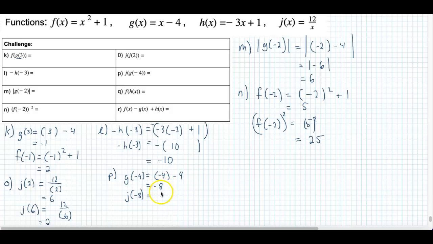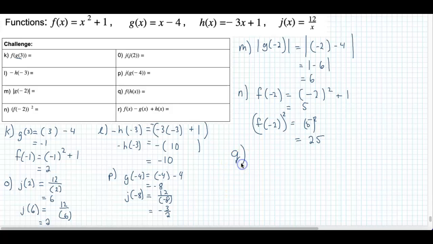let's see, again, that's that same one we've been using, right? So we have 12 divided by the input, which is negative 8. I can simplify that. We have the common factors with 12 and 8. Common factor of 4, so negative 3 over 2. Let's move on to Q.